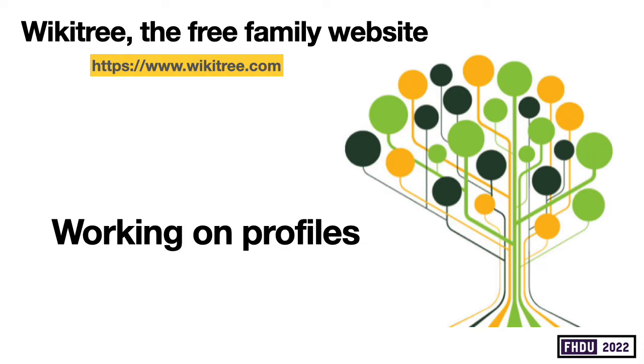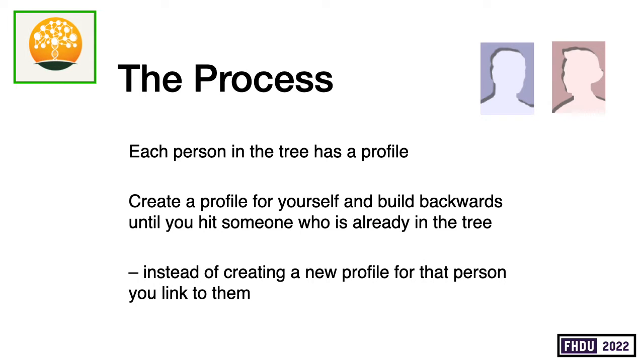So the next section is about working on profiles. And as I said before, a profile is simply a person. So it's a word we use at Wikitree to describe individual people's information that's on Wikitree. Now the process is pretty simple. Everybody in the tree has a profile. And the idea is that you create a profile for yourself when you join, and you build backwards until you hit somebody who is already in the tree. And instead of creating a new profile for that person, you then link your profiles to that person so that we're connecting people in the big tree all the time.